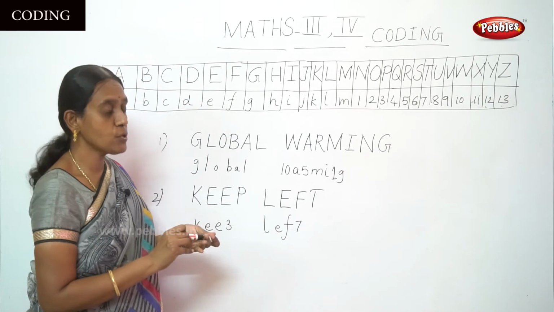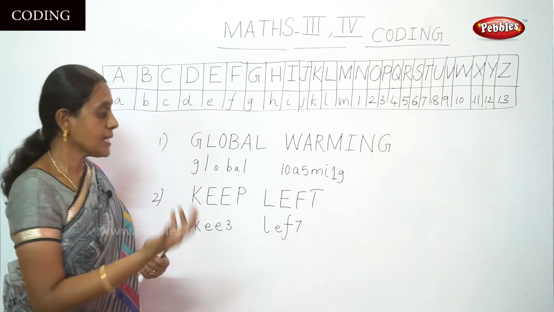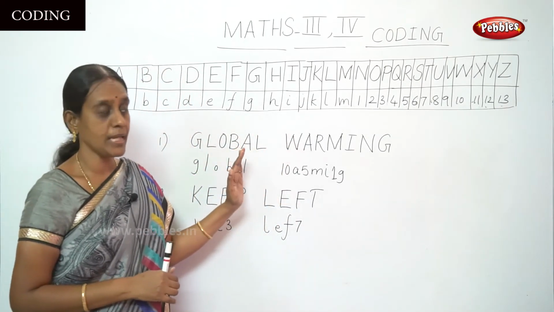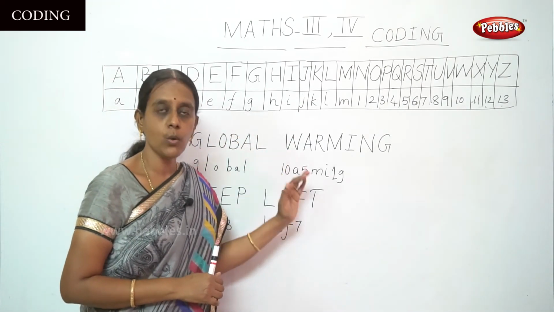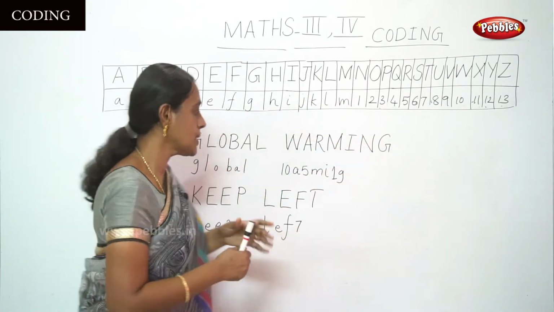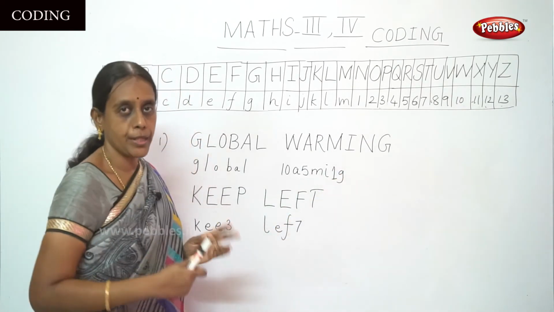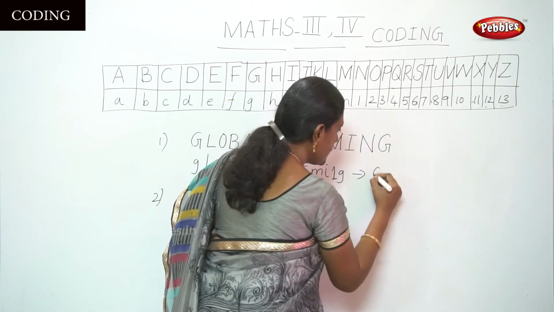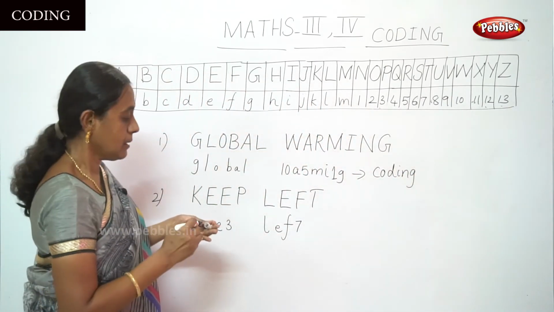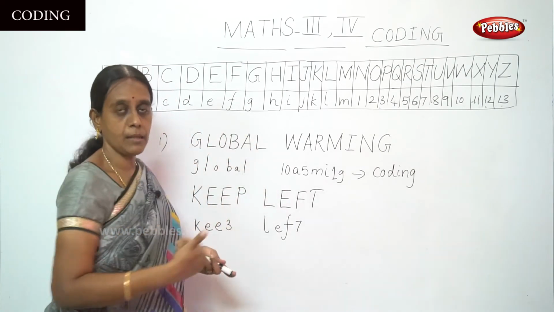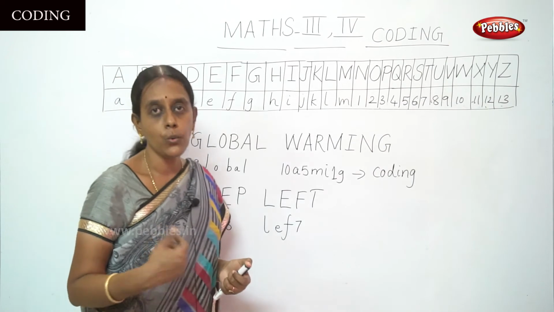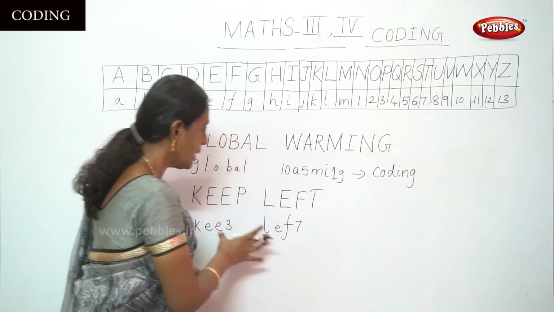And we have to find out the answer, that is called decoding. This is called coding. Coding means to represent any code or any term by using other alphabets or numbers. This method is called coding. And from this coding number we have to derive the answer, that is called decoding. How to find out the words?